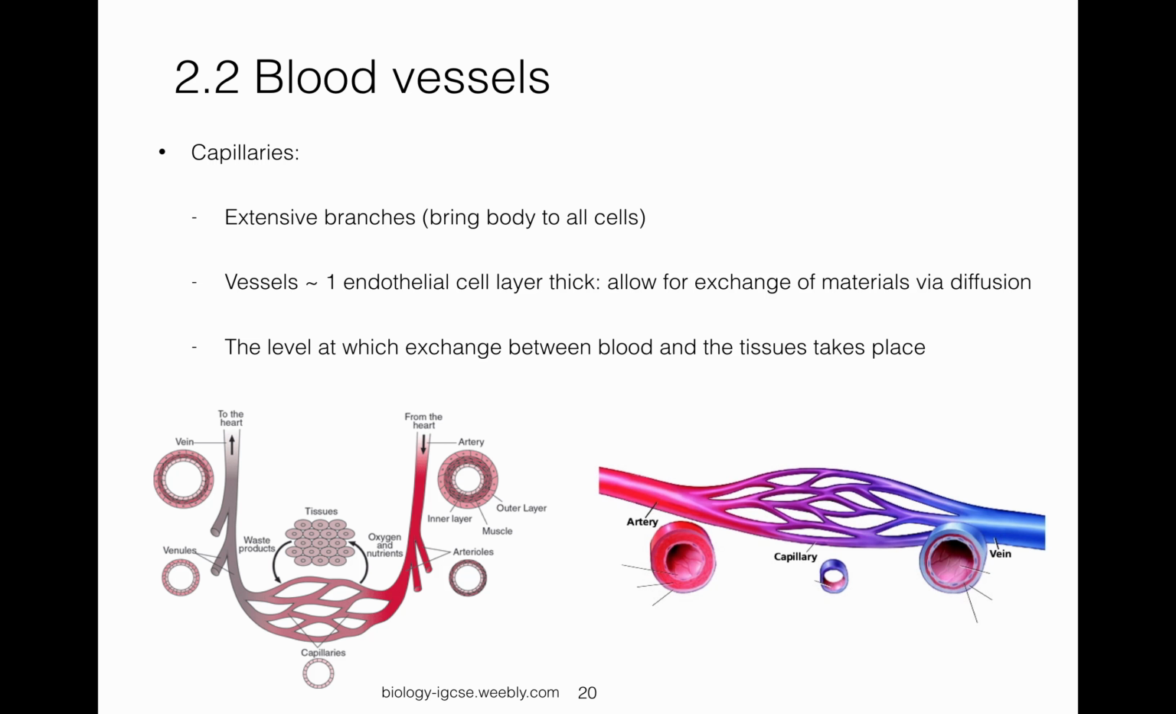Capillaries. Capillaries branch extensively throughout the body to bring blood within reach of every cell. Often no more than an endothelial cell layer thick, capillaries allow for the exchange of material via diffusion. Capillaries are the vessels where the majority of exchange between blood and tissues takes place.